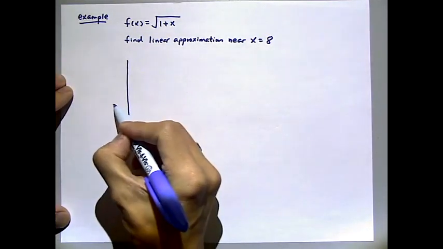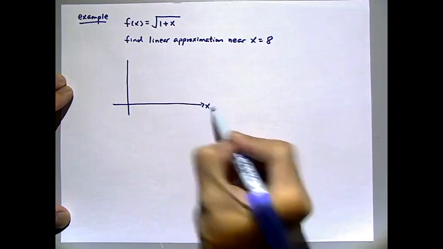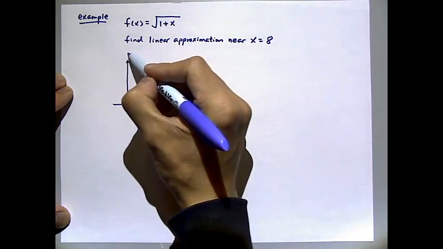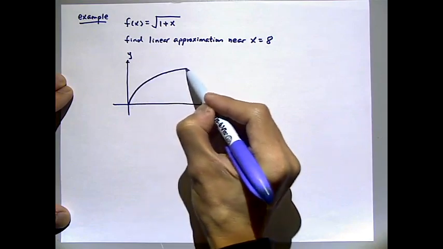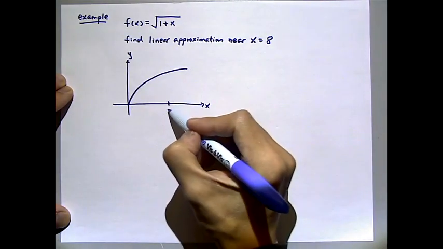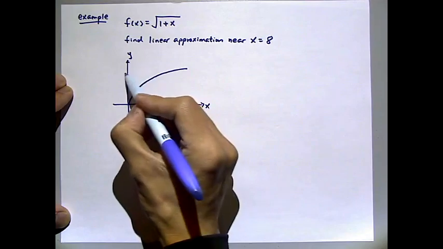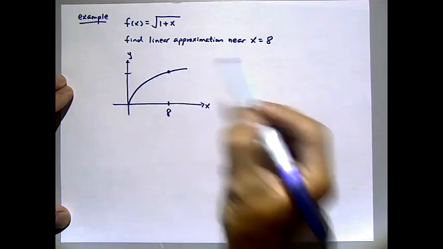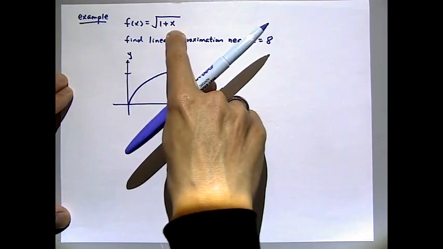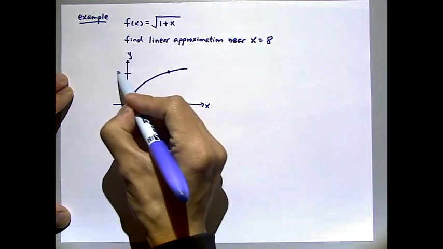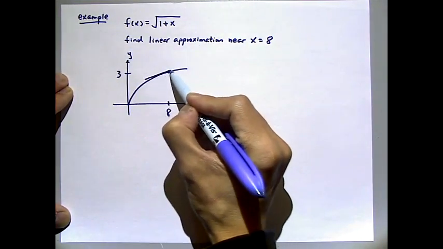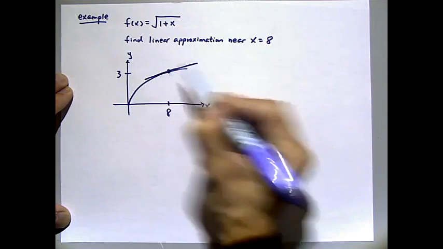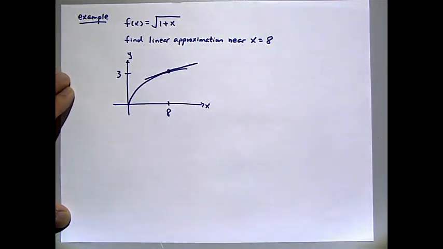So let's have a quick sketch of this curve here. This is 8. If I'm putting 8 here, my y is 3, right? And that's the tangent line I want.